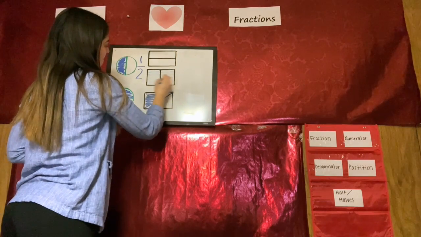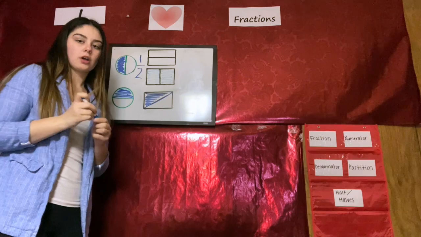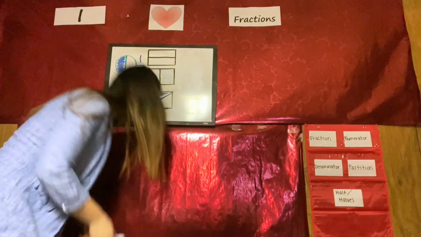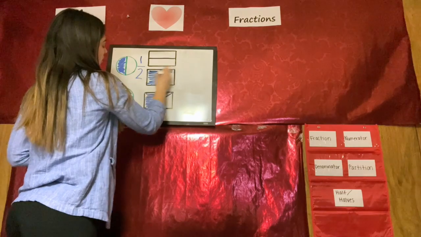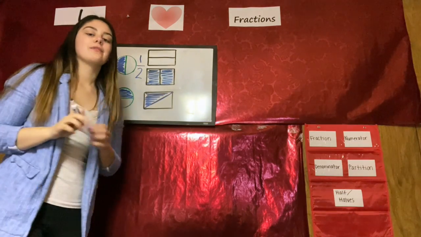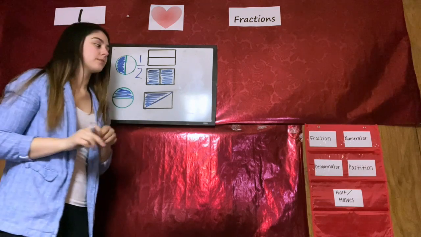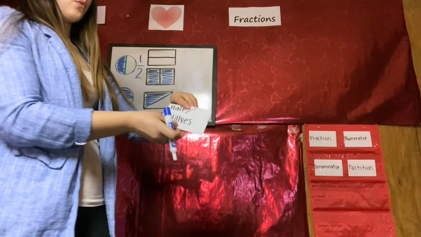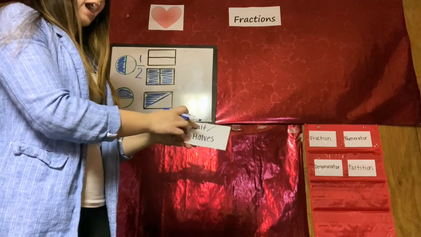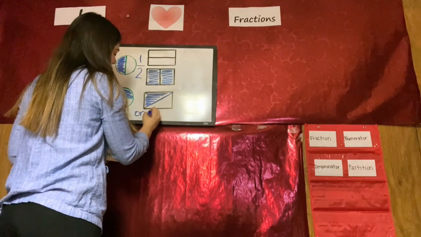1, 2. Both halves are shaded. Let's make that a little bit darker. 1, 2. Now I have 2 halves that are shaded. 2 halves. We would write that with halves, half or halves. Here we would write 1/2.